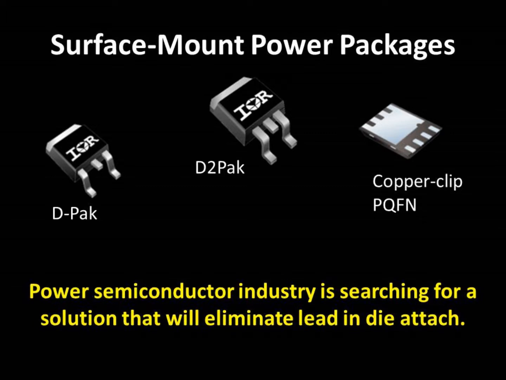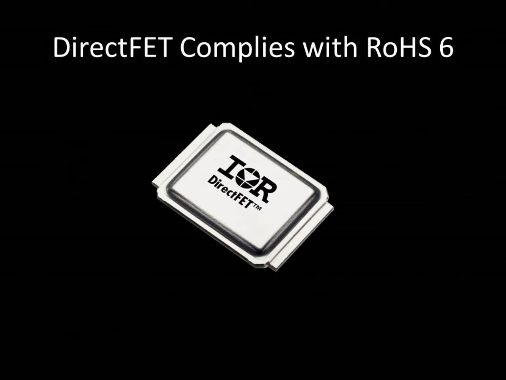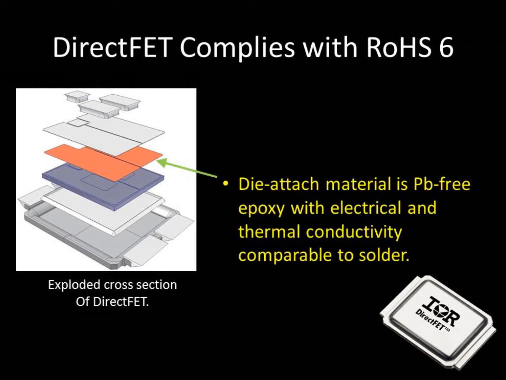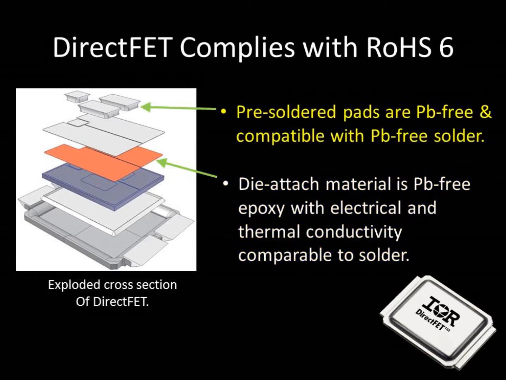For now, there is perhaps only one RoHS 6 compliant alternative to the standard surface mount power MOSFET packages. As noted previously, this is the proprietary DirectFET package. Instead of using solder die attach, this package uses an epoxy glue as the die attach material. Even the pre-solder balls on the pads themselves are lead-free. So if used with lead-free solder, the DirectFET is a completely lead-free packaging solution.